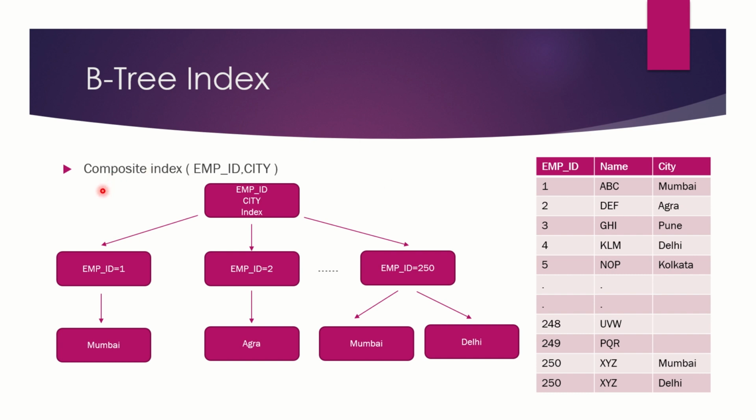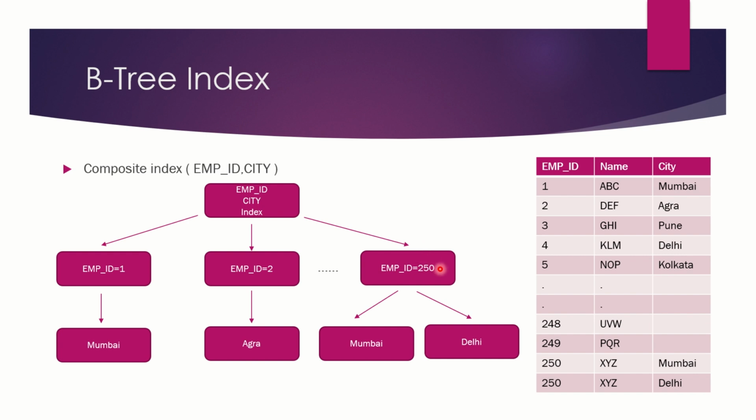The fundamental thing about the composite index is that the leading column is the first column and the scan will always start from the leading column. For example, if I fire a query, say select star from employees where employee ID is equal to 250 and city is equal to Delhi, then the index scan will directly go to the employee ID is equal to 250 because an index entry is already created for the employee ID.